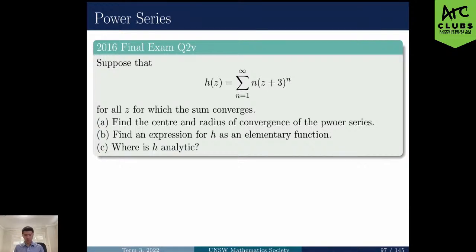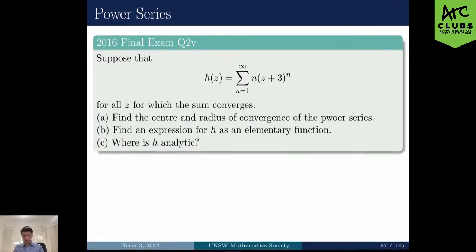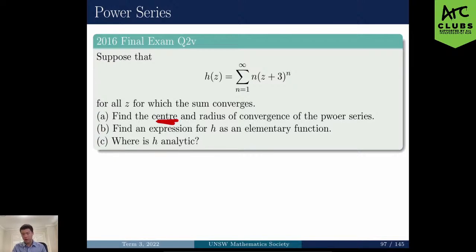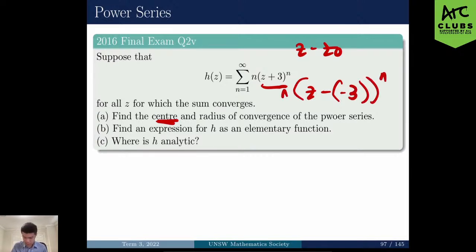So first of all, the first part is quite theoretical. The center is just going to be, we always express it as z minus z0, z minus z0 being the difference between z and z0. So you can actually express this as z minus, well, what would that minus be? It would just be minus 3. Right, so in this case, the center is just going to be equal to minus 3.